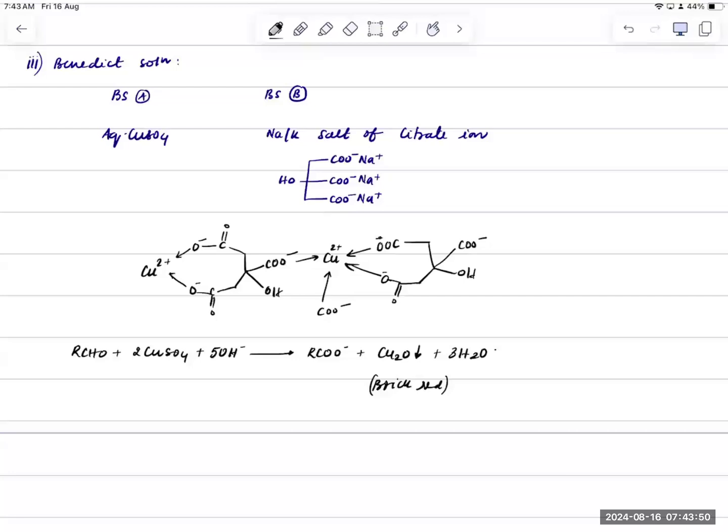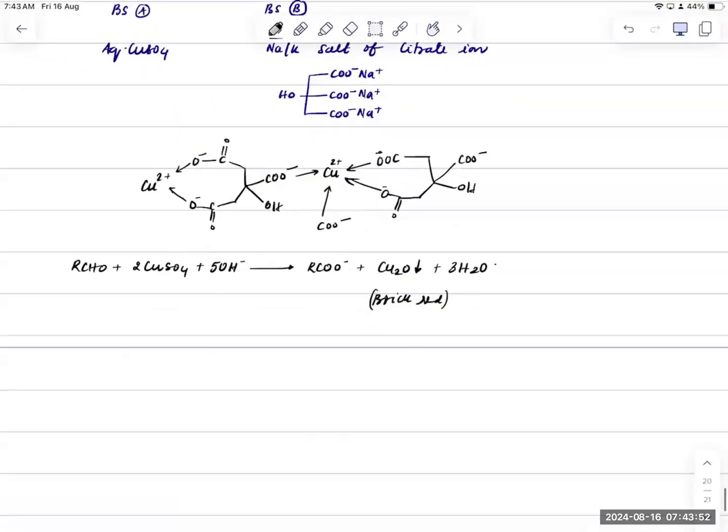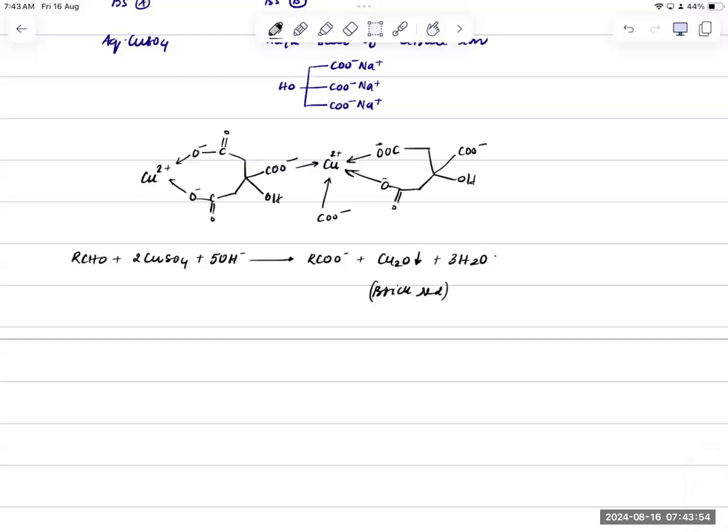So I hope all of you got an idea there. Right. Now these three tests, Tollens, Fehlings, and Benedict test, are exclusively for aldehydes, any form of aldehydes. If there is a double bond somewhere, it will not disturb. But this will also be observed positive when there are groups which can produce aldehyde, like hemiacetals.